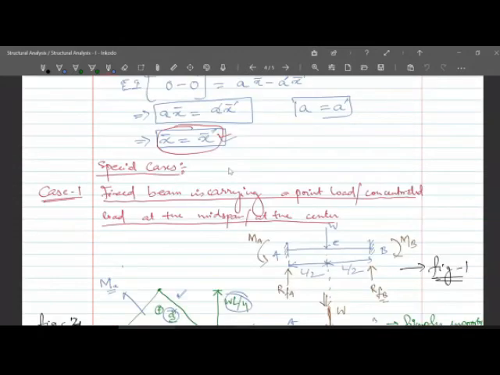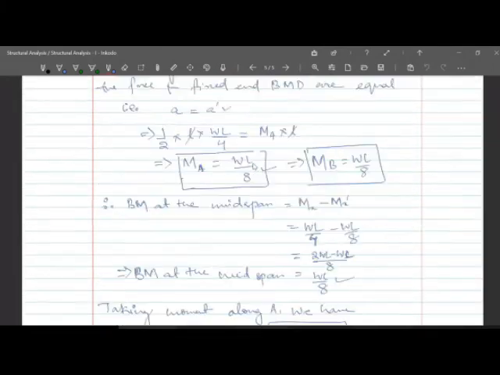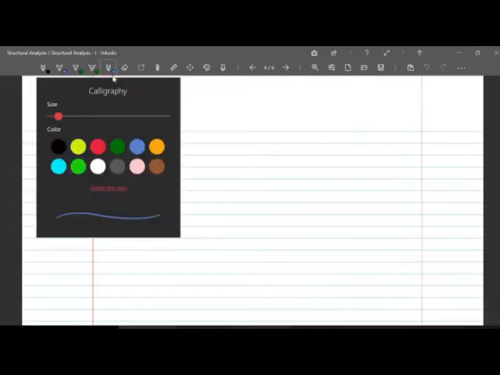I'm continuing the same case one. The next thing we need to find is the slope and deflection. Let me change the ink. Let me use this one. So the next heading is slope and deflection. Anyone having any doubt till now?